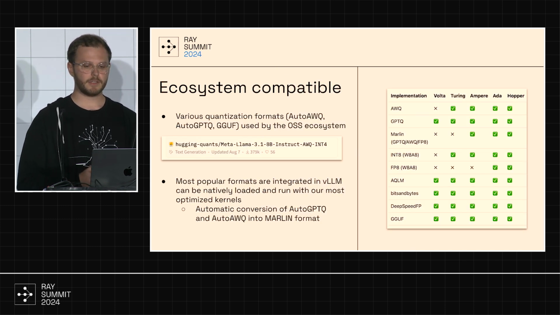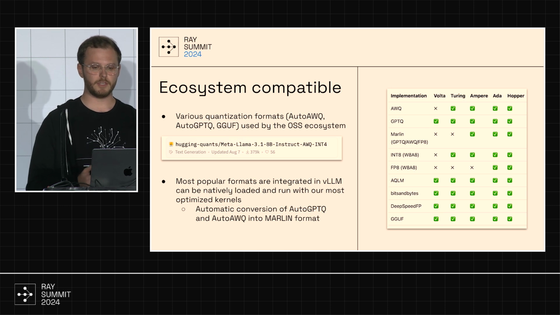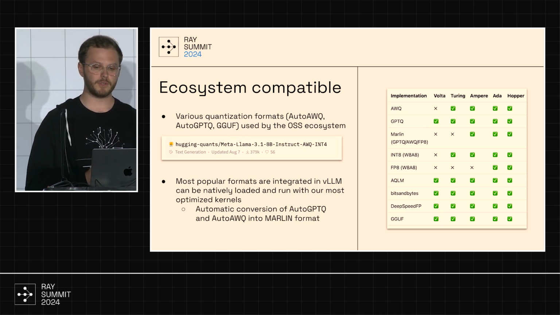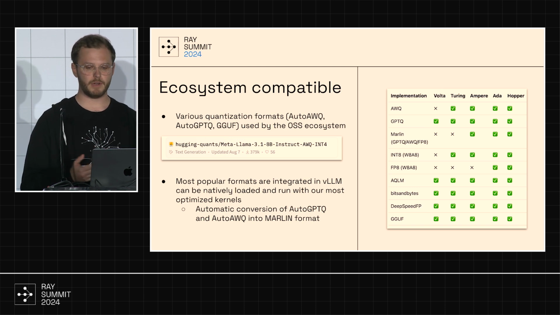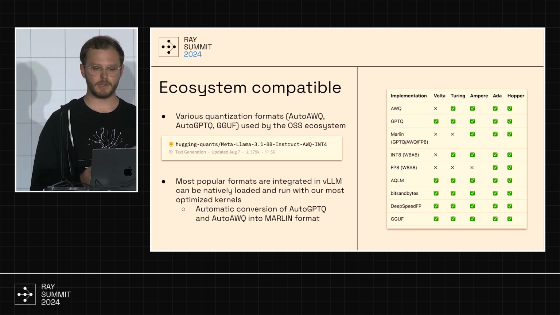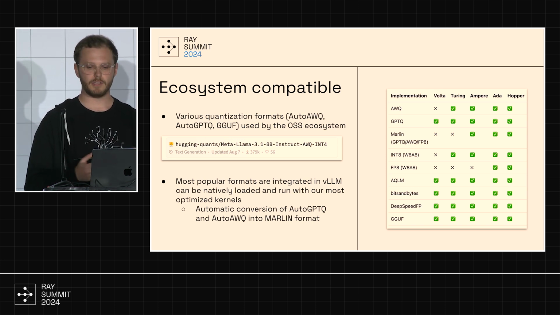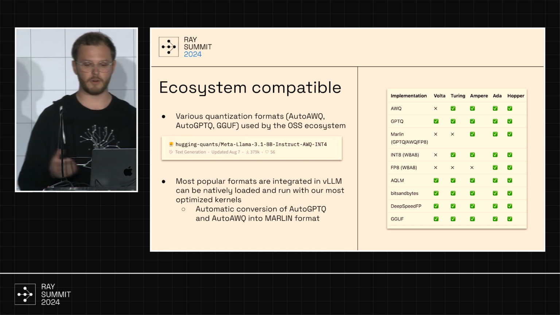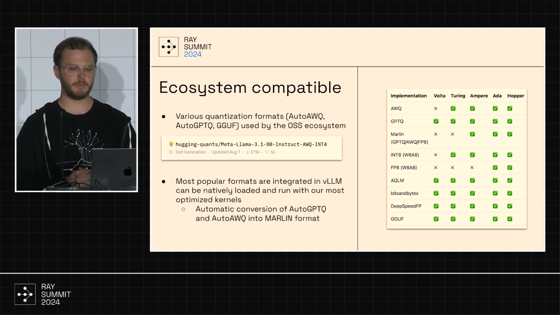vLLM integrates various quantization formats used in the open source ecosystem, including popular ones you probably know of already, like AutoAWQ, AutoGPTQ, GGUF, bitsandbytes, with many more existing formats in the community already used for weight-only quantization. These formats, right off the shelf, can be natively loaded and run with our most optimized kernels that are already available inside of vLLM, ensuring that you can use them without trading off compatibility and performance.